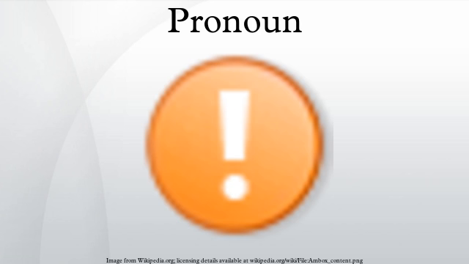Intensive pronouns, also known as emphatic pronouns, re-emphasize a noun or pronoun that has already been mentioned. English uses the same forms as the reflexive pronouns. For example, I did it myself. Direct and indirect object pronouns. English uses the same oblique form for both. For example, Mary loves him. Mary sent him a letter.